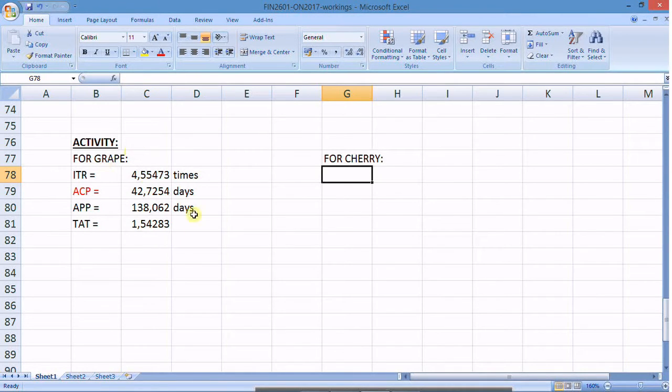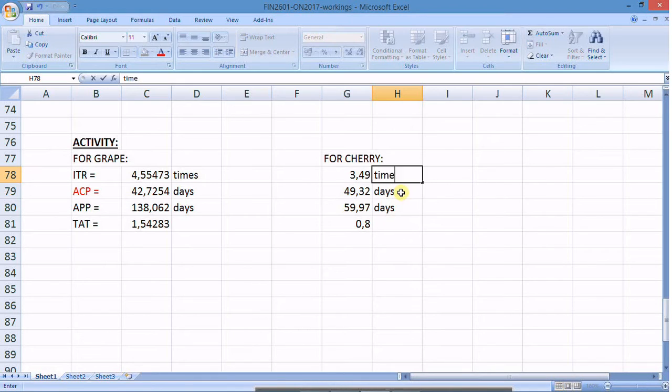3.49. You've got the page there. Can we just look at them and write them down? So it's 3.49, 49.32, then 59.97, and then 0.8. Okay, so these are days. This is times.